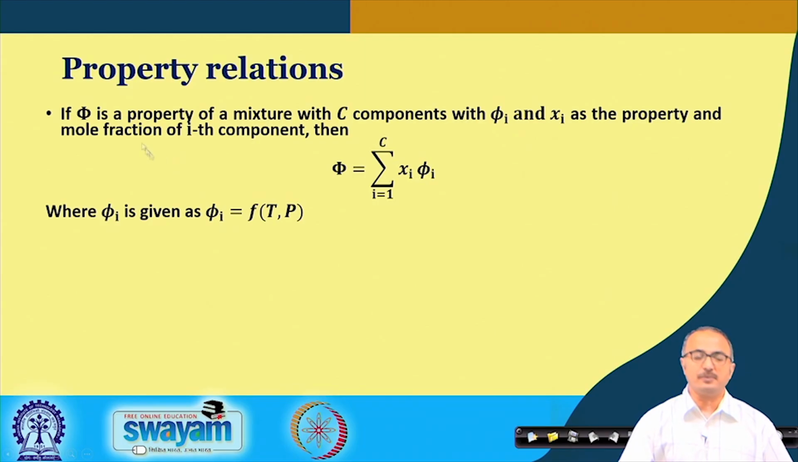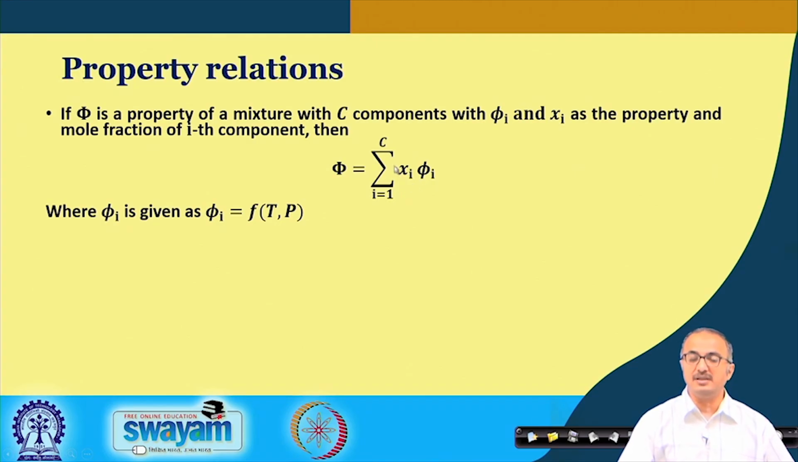Now, suppose capital phi is a property of a mixture, and that mixture contains C number of components, and each of these components has a property small phi i, and xi is the amount given in terms of, say, the mole fraction of the ith component. With these notations we see that the property of the mixture is given as some kind of an average, and this average is a mole fraction weighted average.